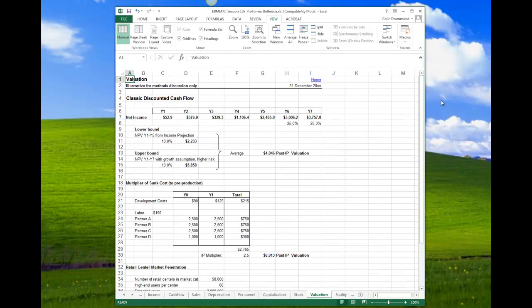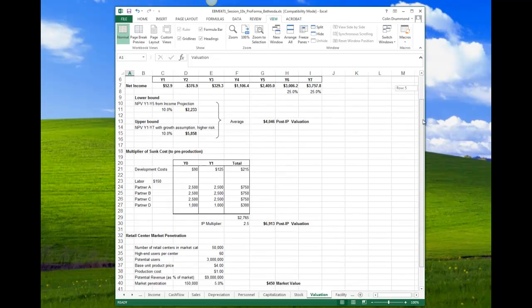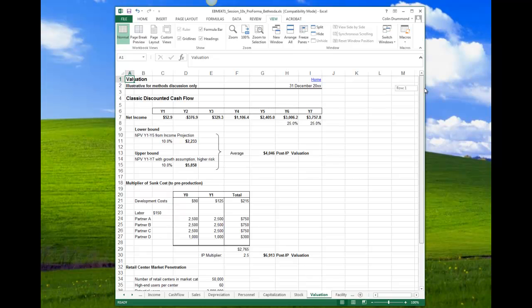Another feature of this workbook is a series of derived quantities in which we can estimate the valuation of the company, and we do that 3 ways. We take the classic HBR discounted cash flow method, and we make estimates over a 5-year and a 7-year period with some assumption of growth. Okay, so we take the lower bound and the upper bound and average it. So for Bethesda Imaging, it's got a $4 million post-IP valuation based on discounted cash flow.